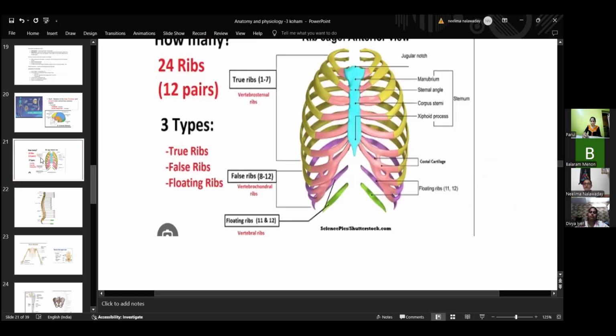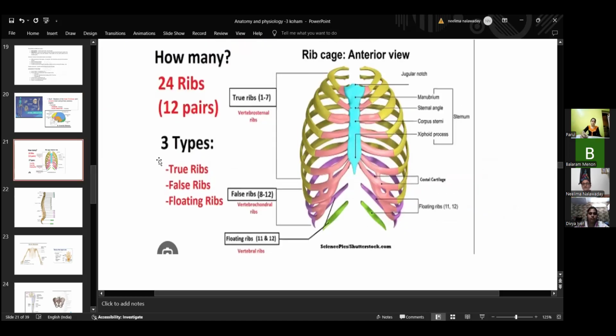Then the next part of the axial skeleton is ribs. How many ribs are there in our body? There are 12 pairs of ribs. Total 24 ribs. Ribs are divided into true ribs, false ribs, and floating ribs. Lungs and heart, 2 vital organs, are located inside this rib cage, and the rib cage is protecting those organs, right?